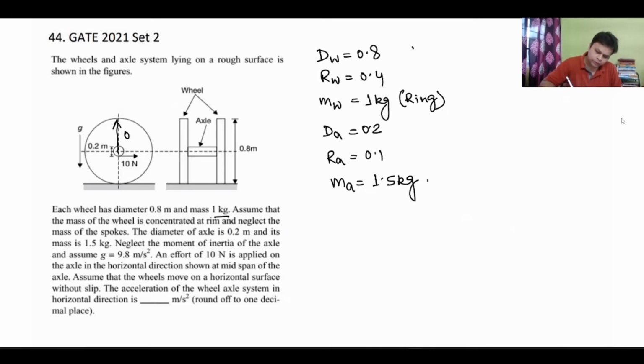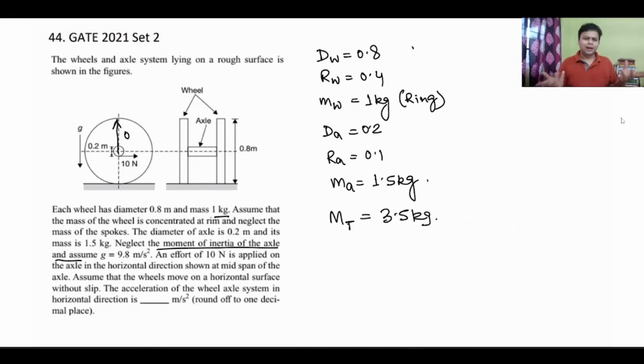So what is the total mass? There are two wheels and one axle, so 2 into 1 kg plus 1.5 kg, that is 3.5 kg. Okay. Neglect the moment of inertia of the axle. Now, why are you asked to neglect the moment of inertia? Because in comparison to the radius of the wheel, that is 0.4, the radius of the axle is very small, right?